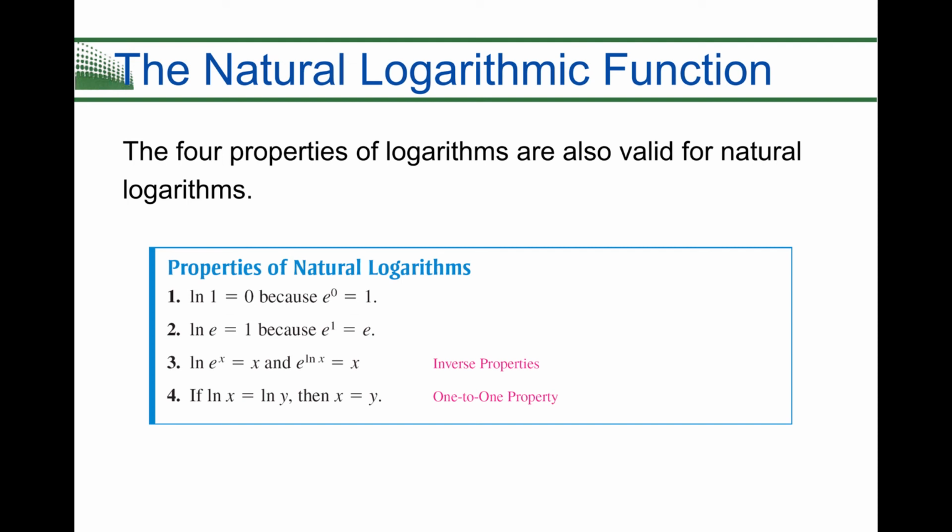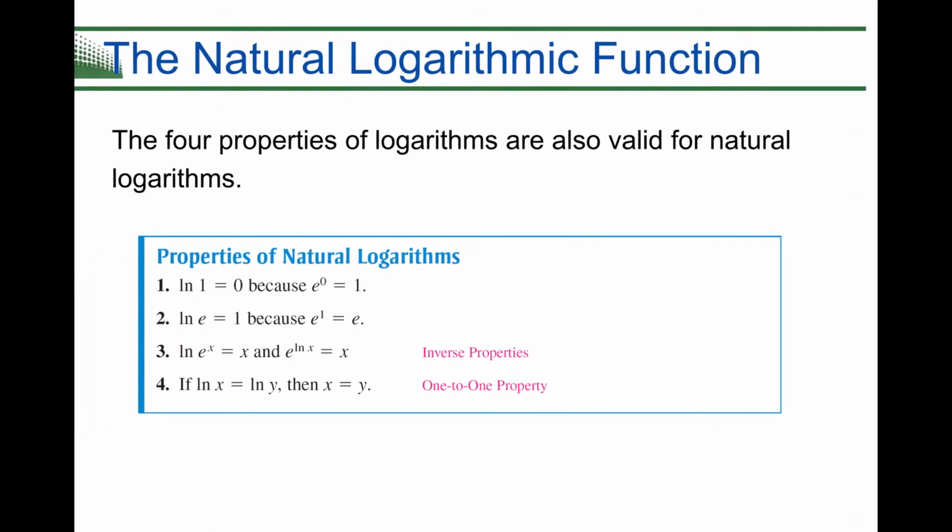So the 4 properties of logarithms are also valid for natural logs. Again, I would write this down. I would say properties of natural logs. First of all, ln of 1 is equal to 0, and that's because e to the 0 is 1. ln e equals 1, and that's because e to the first is equal to e. Very similar to what we noticed in the other properties. ln e to the x equals x.